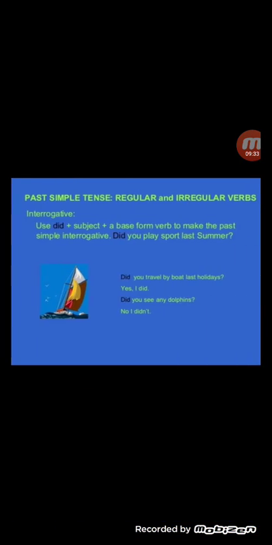Then we have made the questions. For making the questions or interrogative sentences, we have applied did at the beginning of the sentence, then subject, and then verb first form. Like did I work? Did he work? Did she work? In the same way, if your answer is yes then you will use yes, and if your answer is not, then you will use the word no.